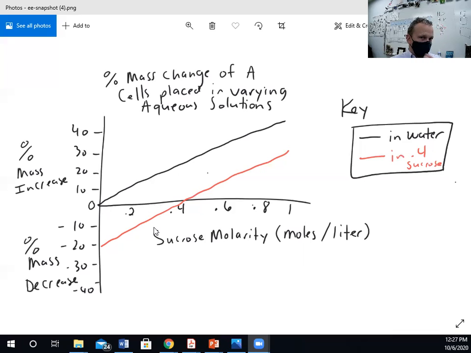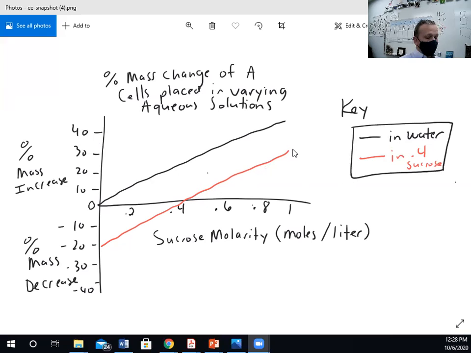But what happens at 0.4? It's isotonic because 0.4 is inside and 0.4 is outside. So we're being very intentional about showing that line crossing right there where there's no mass increase or mass decrease. Now for 0.42, 0.45, 0.5, 0.6, 0.8, 1, all of those do what? They're on this side. So there's a percent mass increase, which means that water's rushing in, right?